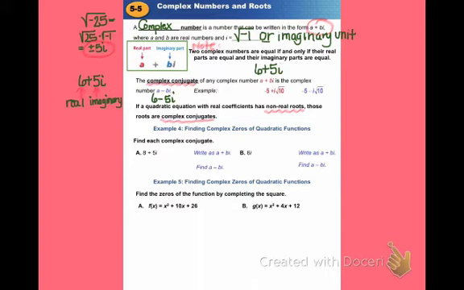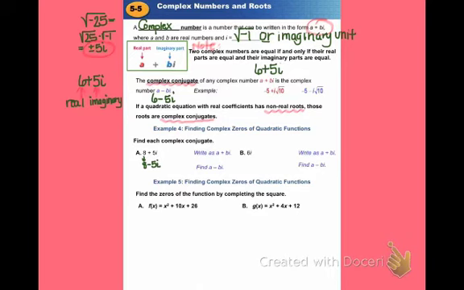So let's test your understanding of a complex conjugate. In example 4, we're going to find the complex conjugate of, in A, 8 plus 5i. The complex conjugate keeps the real number part the same and changes the sign on the imaginary part. So the real number part stays the same, it's going to be 8, and the imaginary part, which is 5, is now going to become negative 5. So this becomes 8 minus 5i, and that's the complex conjugate.